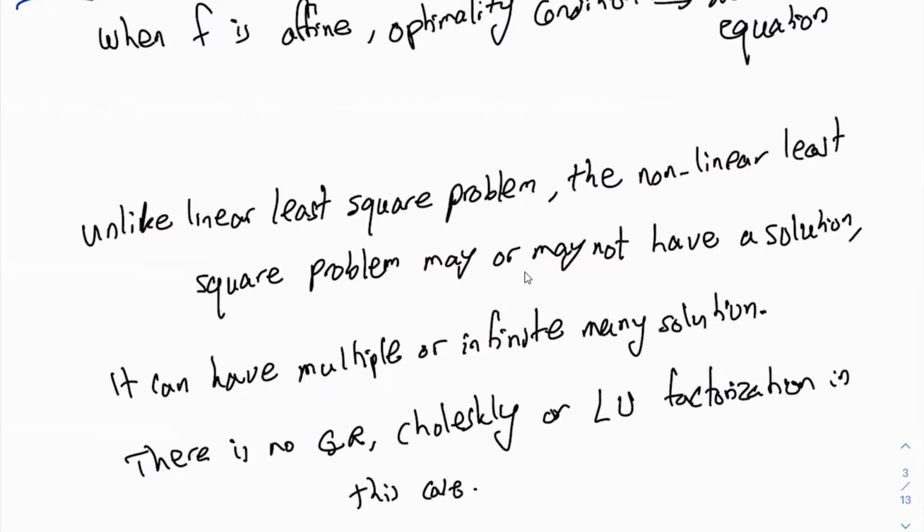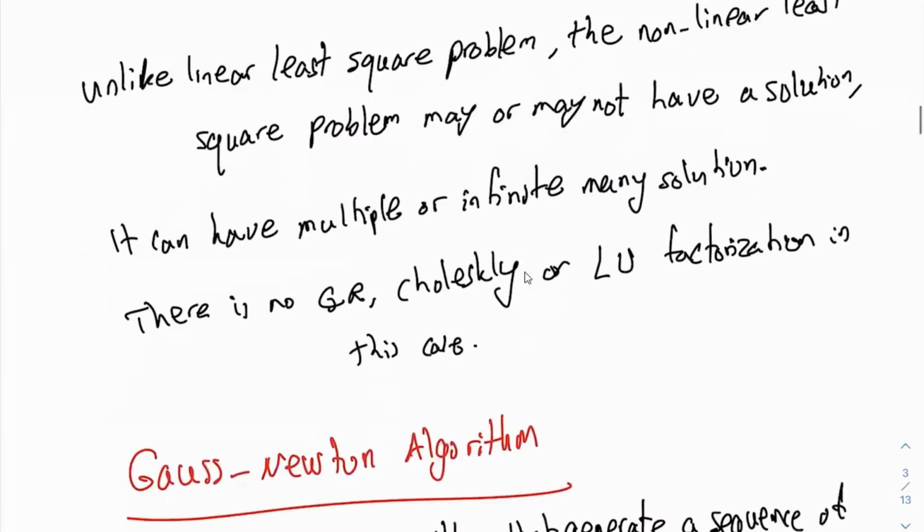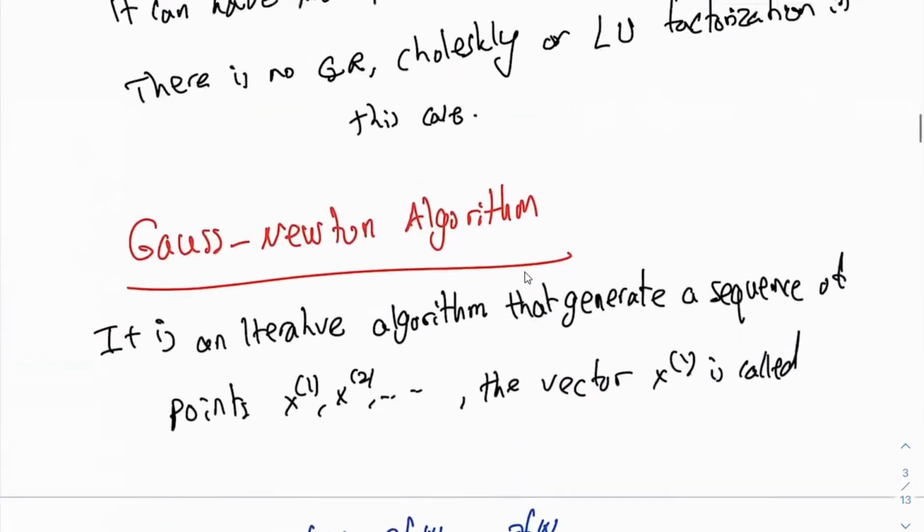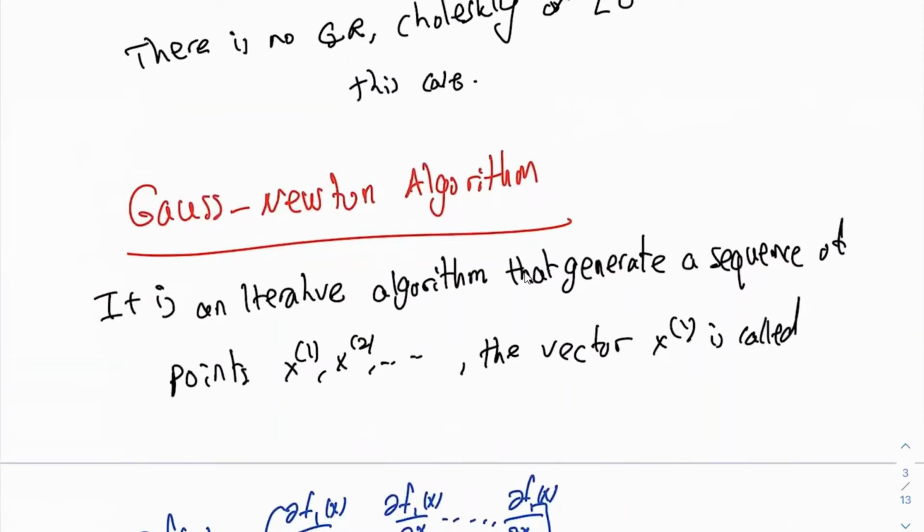Another distinction, which is very important, is that there is no QR, no Cholesky, no LU factorization for the nonlinear case. So that's where things are different from each other. Okay, so now let's see how we can solve the nonlinear least squares problem. The first algorithm that is very widely used is Gauss Newton. It has some shortcomings, and we'll talk about them, but first, let's talk about the Gauss Newton method.